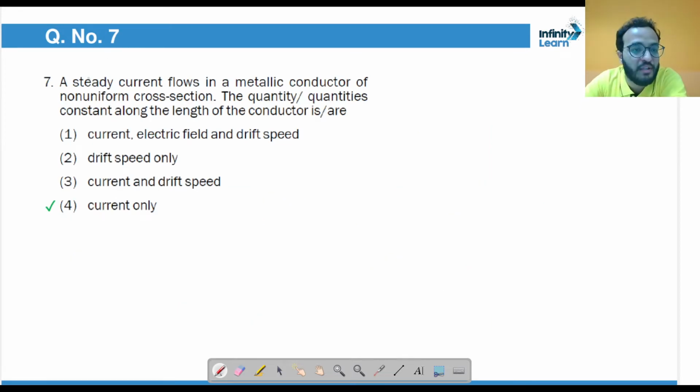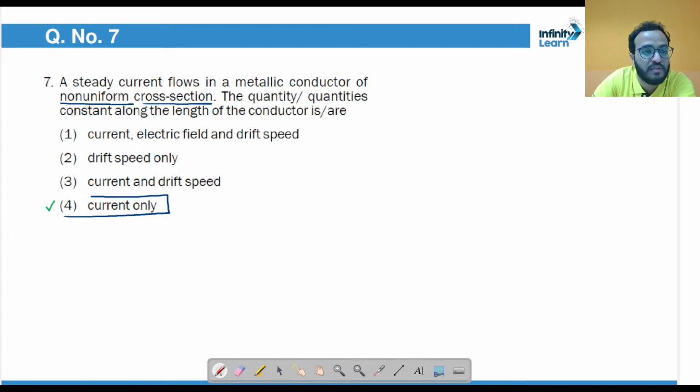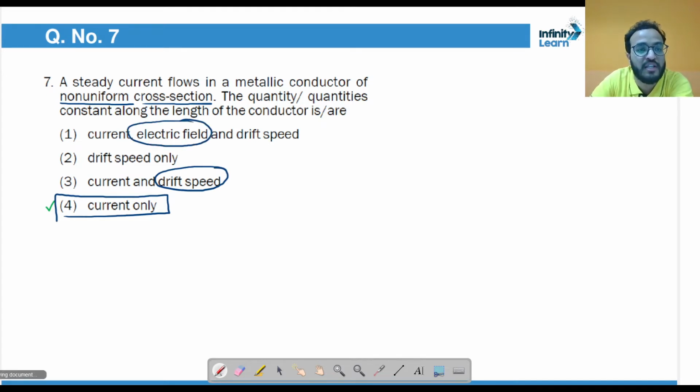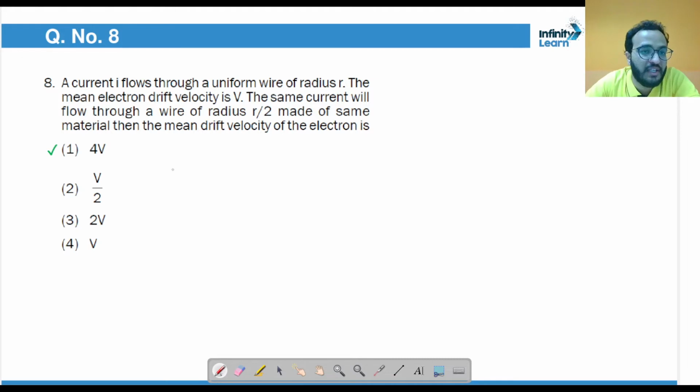Now let's discuss the seventh question. They are saying, just now we have discussed that if the cross section is non-uniform, then current is constant, drift speed changes, and electric field changes. Got it? Eighth, what they are saying is a current I flows through a wire of radius r, mean drift velocity is v. The same current will flow through a wire of radius r by 2 made of the same material. Then the mean drift velocity of the electrons is?